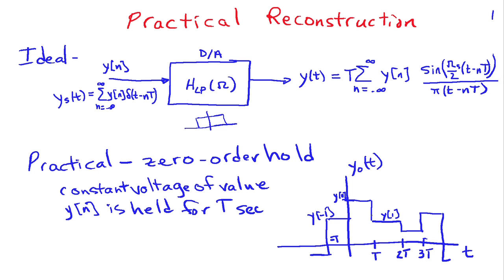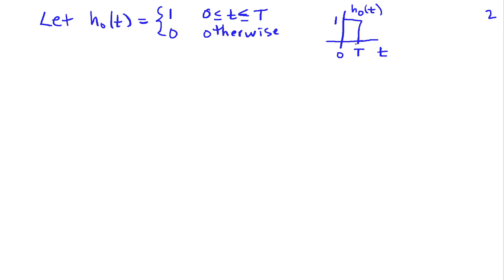So in terms of understanding what this has done, and what we might need to do to reconstruct the original signal, we're going to describe y0 of t in terms of an equation like we had up here with the ideal interpolation, which was in sinc functions, except in this case we're just going to have rectangle functions that we're going to be adding up. So we're going to define a rectangle function h sub 0 of t, which is 1 when we're in the interval from 0 to T, as I've drawn here, and it's 0 otherwise.